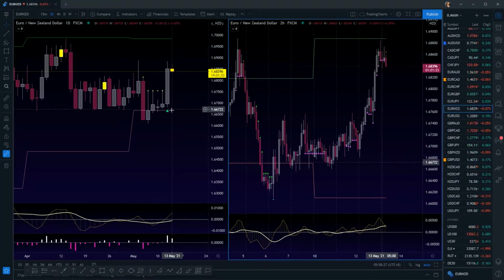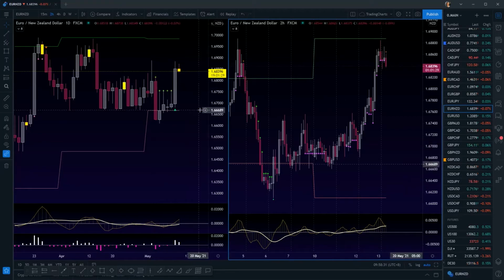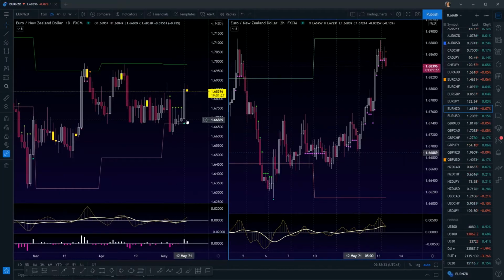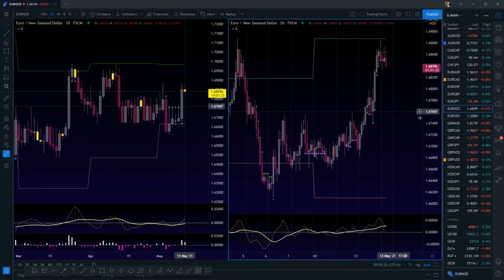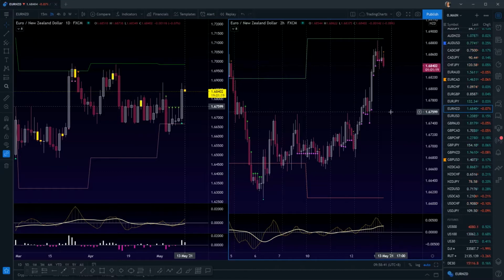Euro, New Zealand dollar, wide range. Yeah, this one is pretty wide as well, so the market is just really fighting it out. Can't trade this. I have no edge in trading such a market.